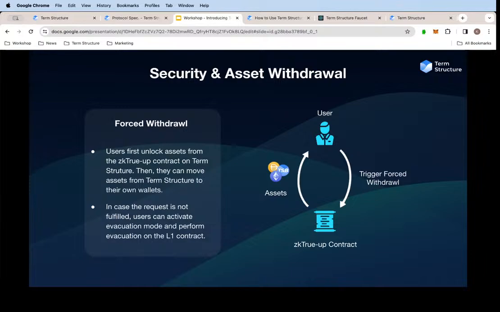So finally, I'm going to talk about the forced withdrawal function on Term Structure. Users can use forced withdrawal to perform a withdrawal process directly on the zk-True-up contract whenever they experience censorship or just for any reason. Once the forced withdrawal is triggered, the sequencer will execute the request. In case the request is not fulfilled, users can activate evacuation mode and perform an evacuation on the L1 contract to protect their assets.